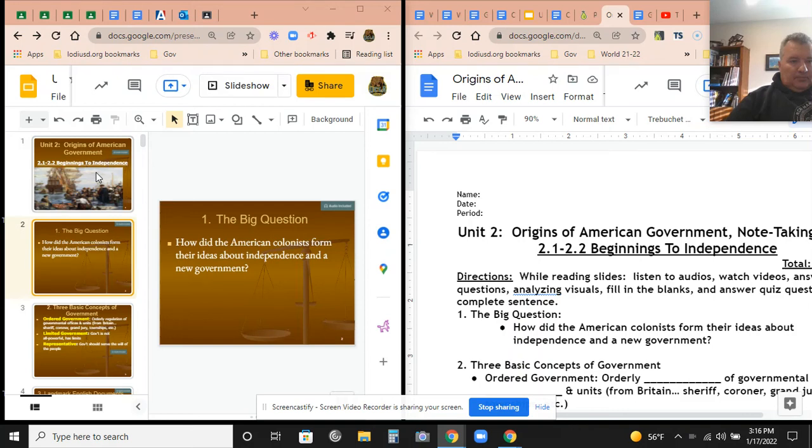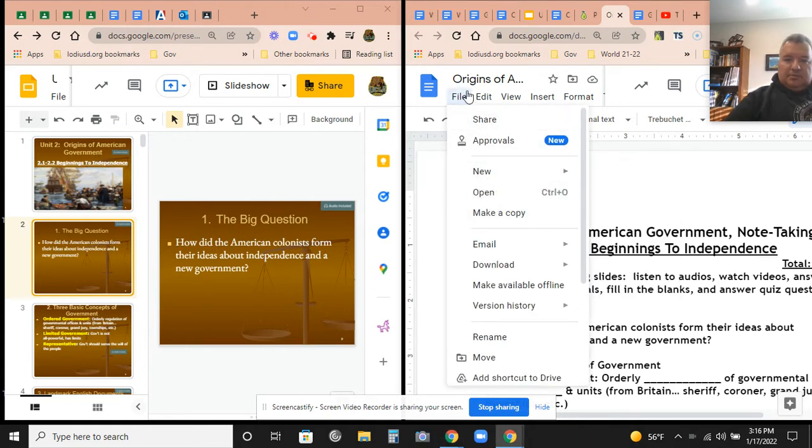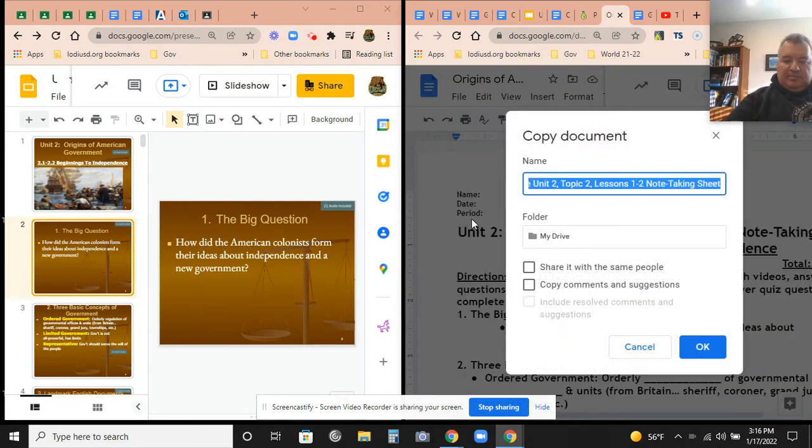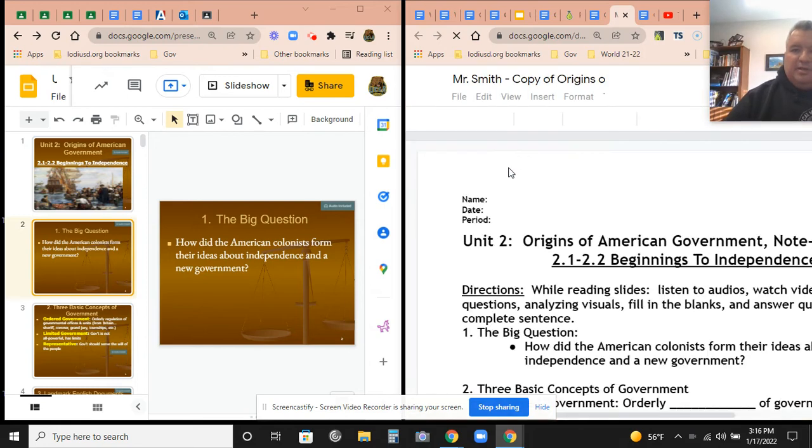Greetings. These are the notes for Unit 2, Origins of American Government. Go ahead and start by making a copy of the doc. Choose the File tab, choose Make a Copy. Go ahead and put your name in the front. Again, this will help whenever you're going back to look. And then put your name, date, and period at the top of the doc.